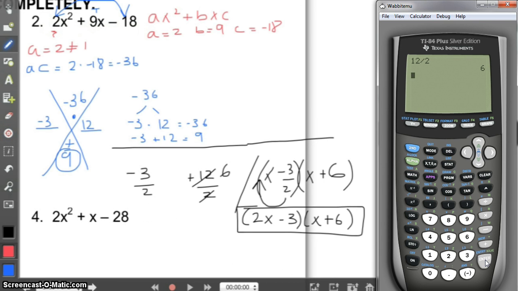Now if you want to decide or double check if your answer is right, you can always FOIL: 2x squared, and then plus 12x, then negative 3x and negative 18.